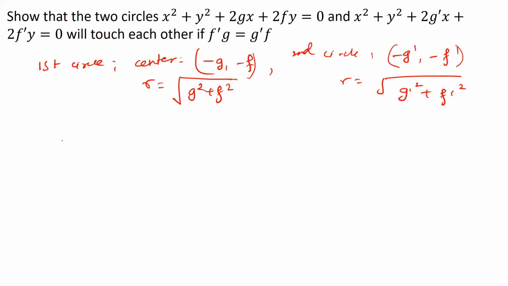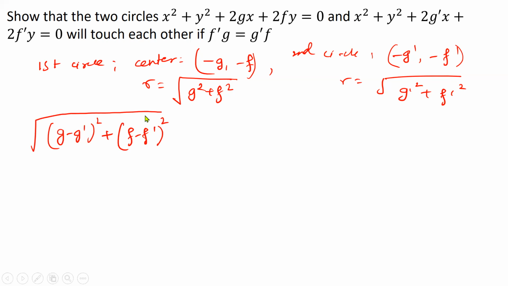Okay, so we know that the distance between the centers is what? The distance between the centers is x2 minus x1, so g minus g dash the whole squared plus y2 minus y1, so f minus f dash the whole squared, the root of this thing. This is the distance between the centers.